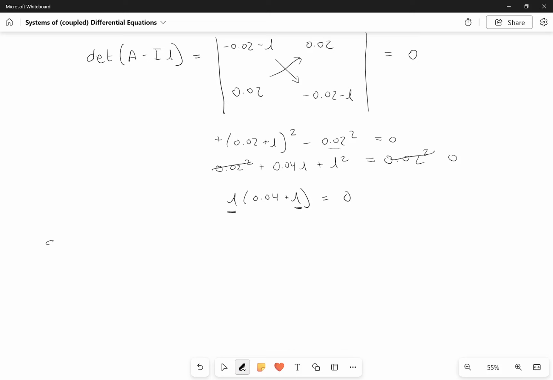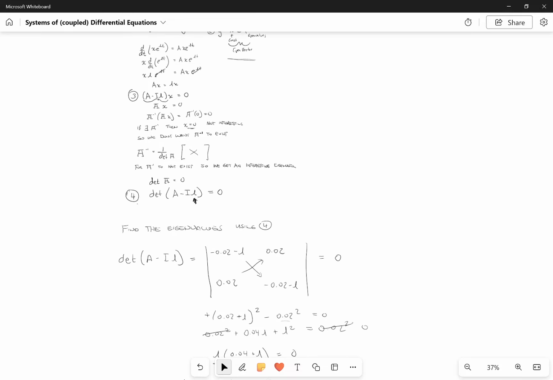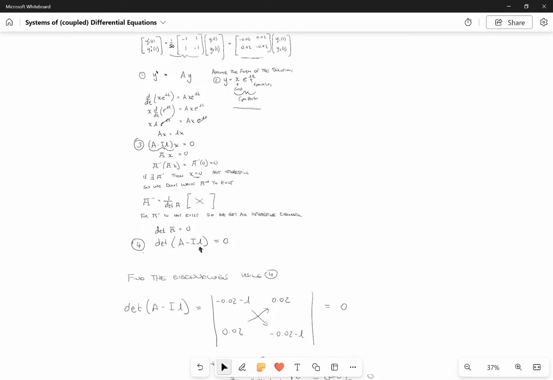So the eigenvalues are lambda equals 0 and lambda equals negative 0.04. Okay, so these are the eigenvalues. Now, what we need to do is take these eigenvalues and get the eigenvectors. So what do we need to do? We need to take them and put them into equation number 3, okay? So we're going to find the eigenvectors. And the eigenvectors, we're solving for this constant x. That's what we're looking for there, okay?